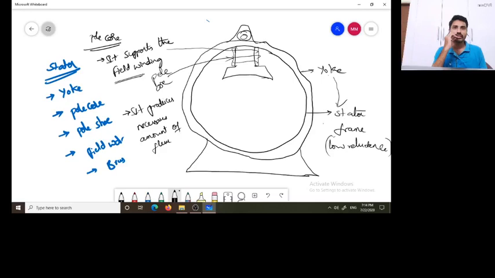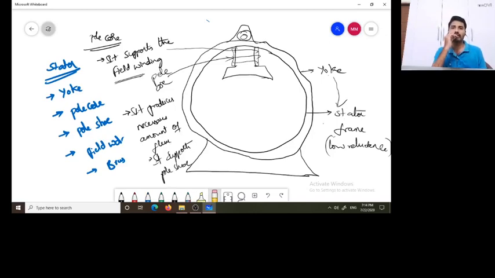So this is the pole core. What is the purpose of the pole core? In order to produce the necessary amount of flux, and it also supports the field winding. And the next important point is the pole shoe. It supports the pole shoe also, we can write it in the same way: it supports the pole shoe. So this is the functionality of a pole core.